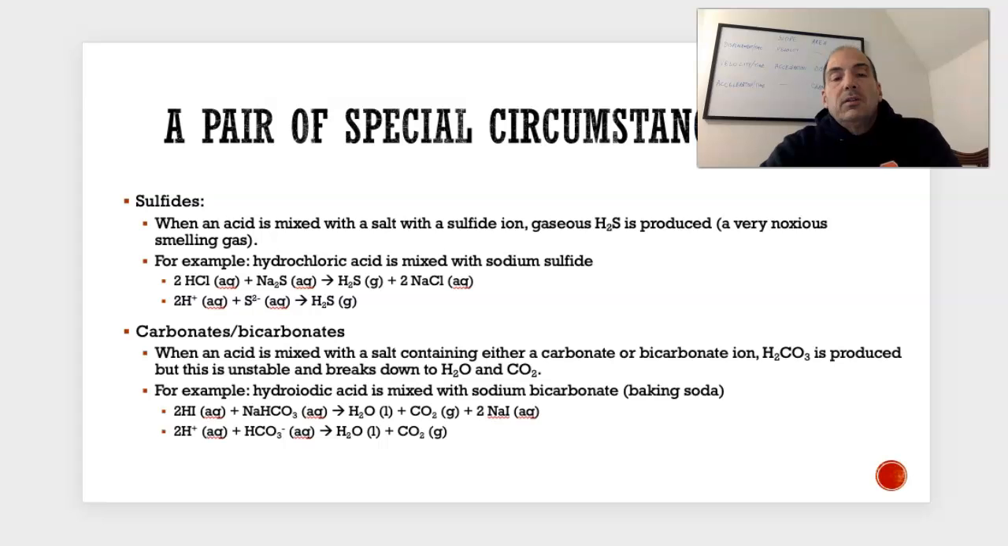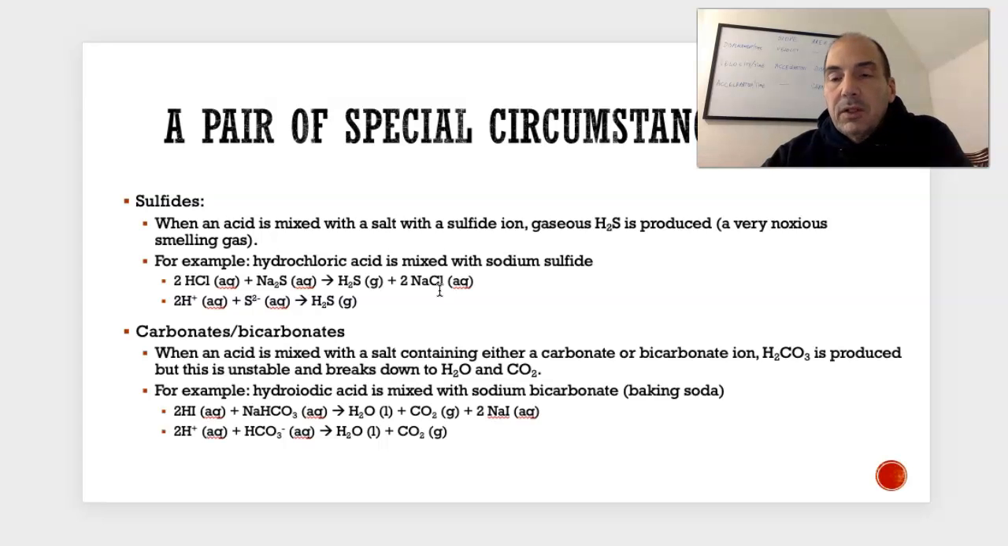Okay. So there are two special reactions that we have to talk about that are acid and base-ish. Reactions with sulfides: when an acid is mixed with a salt containing a sulfide ion, the product is going to be H2S gas, okay? And that has a really nasty rotten egg smell. You probably did a lab in the past where that was produced, so you're kind of familiar with it. So for example, if I took HCl and sodium sulfide, the product would be hydrogen sulfide and sodium chloride.